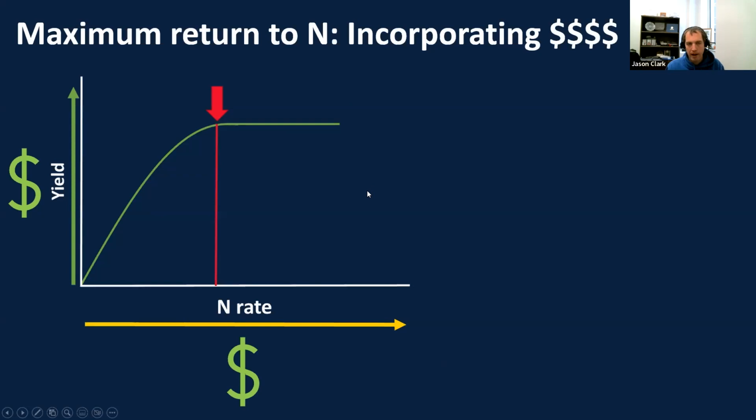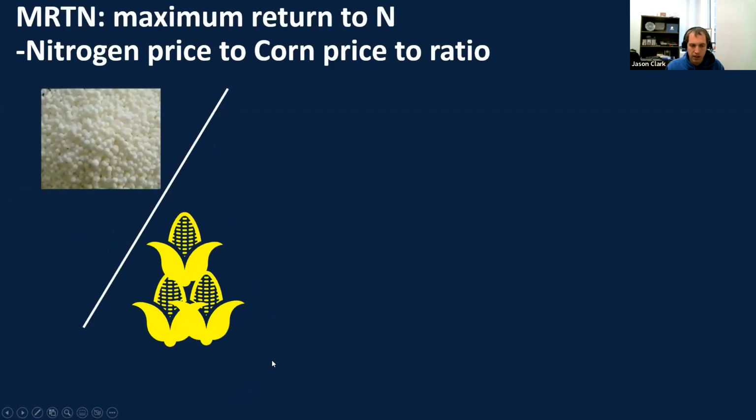So what maximum return to nitrogen does is that it doesn't just look at nitrogen rate and yield, it looks at the profit from yield versus the cost of nitrogen. So we've looked at these ratios before. Last time we looked at pounds of N per bushel of corn. Now we're going to look at price of N per profit of corn bushels.